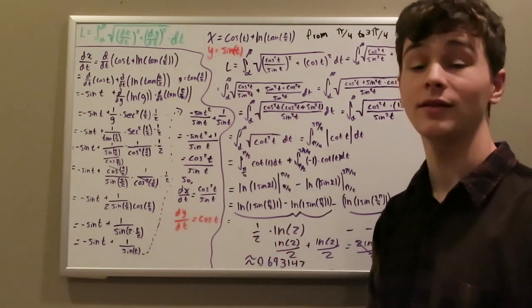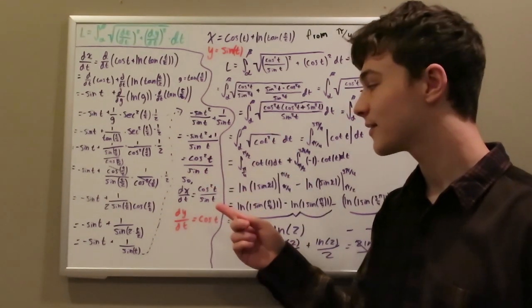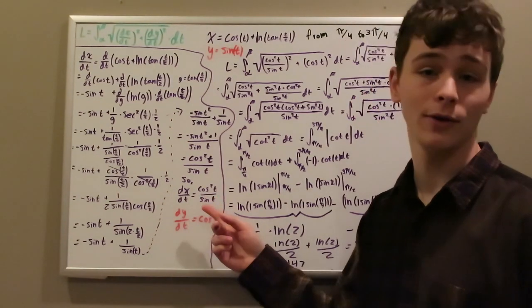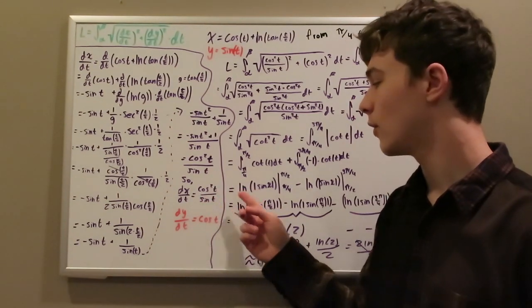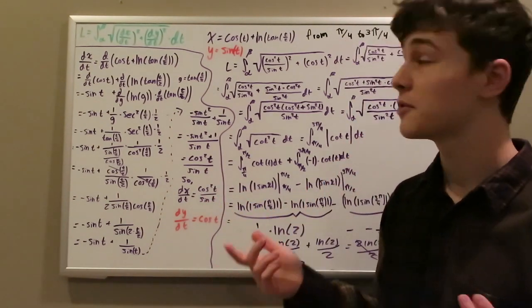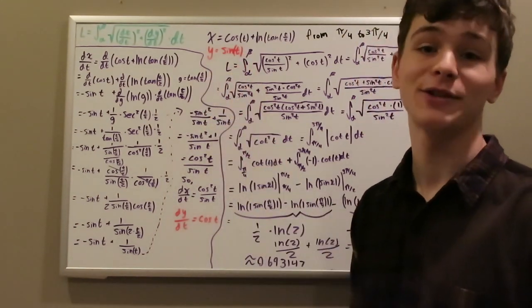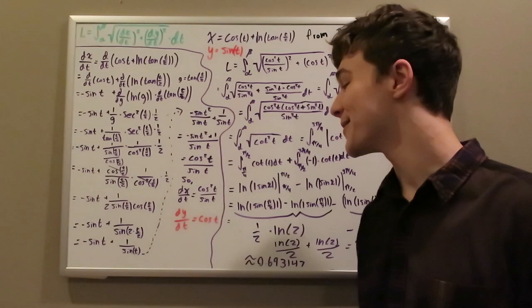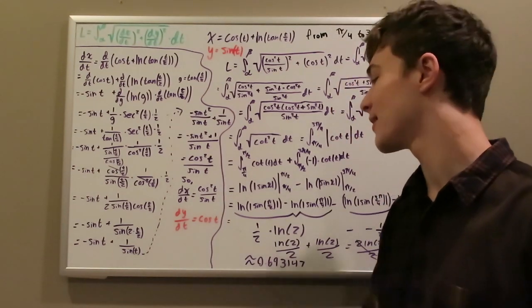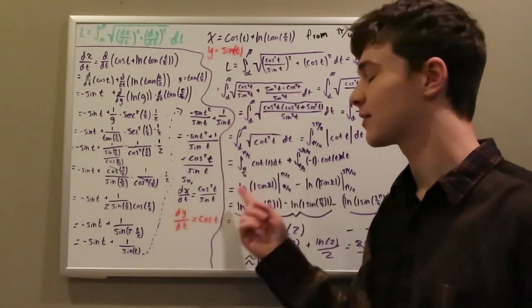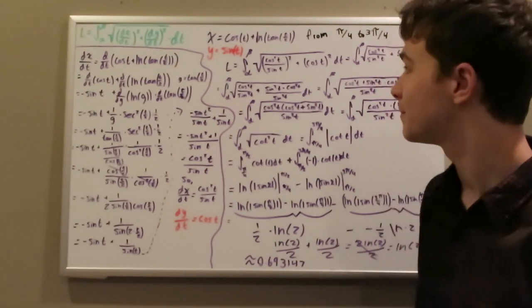So you can ultimately say dx over dt is equal to cosine squared t over sine t. And you would also have to find the derivative of the equation for y, which is a lot simpler than the equation for x. So the derivative of sine t is just going to be cosine t. Pretty simple.